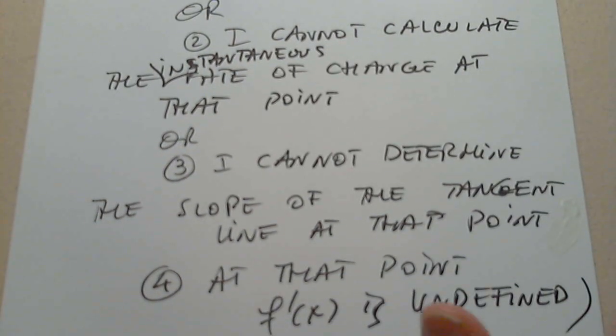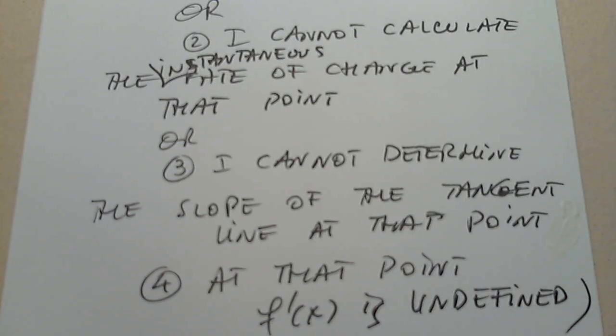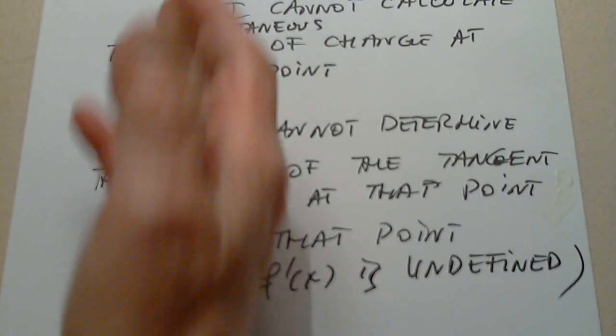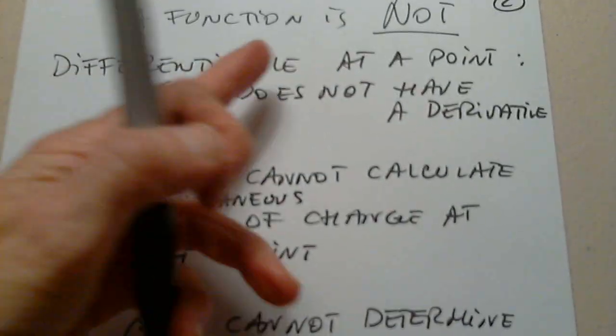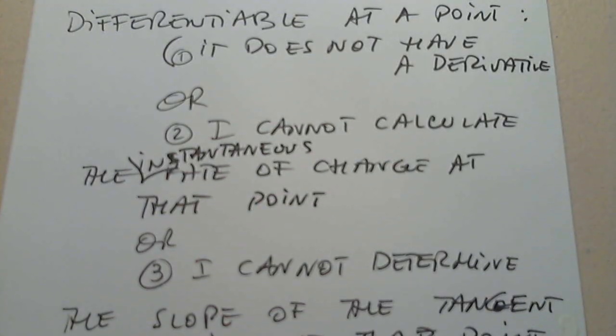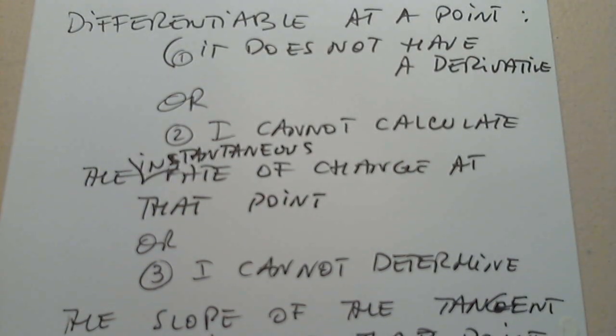Or I cannot determine the slope of the tangent line at that point. Or at that point, f prime is undefined. They all mean the same thing. When I say a function is not differentiable at a point, I mean all these. Interchangeably, they all mean the same thing.